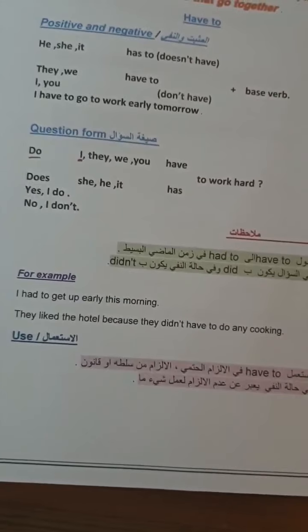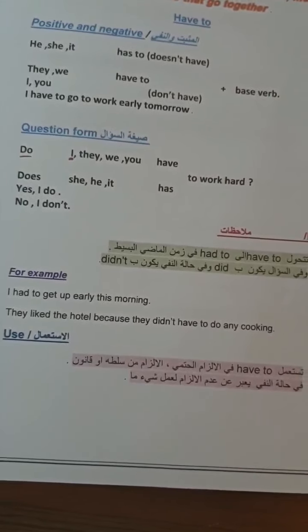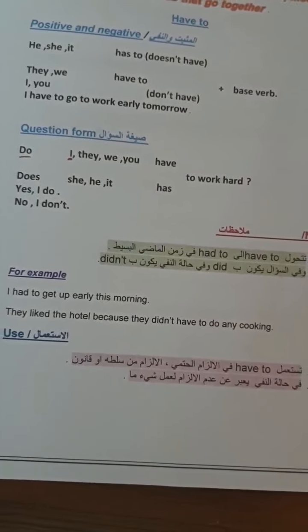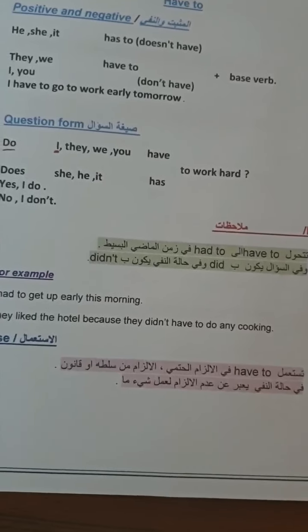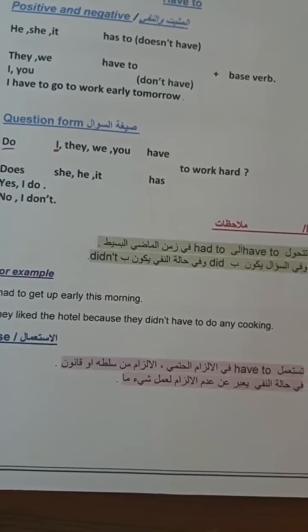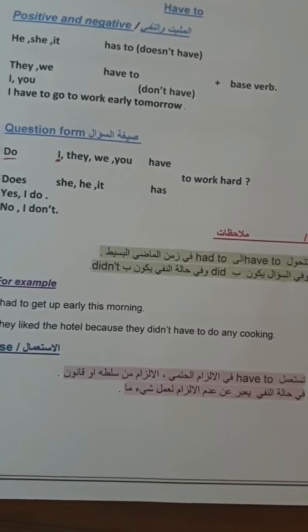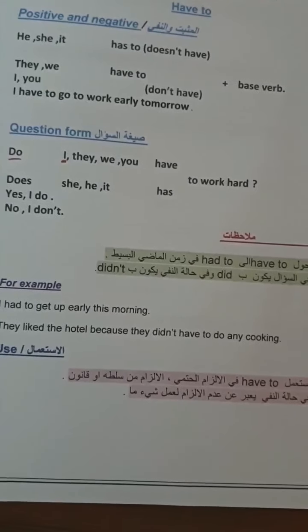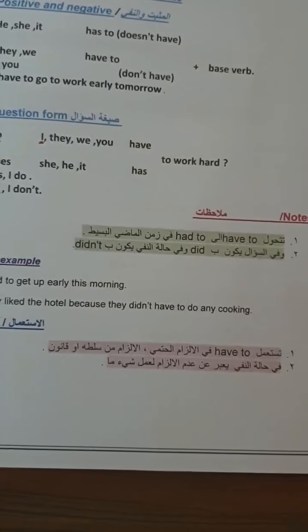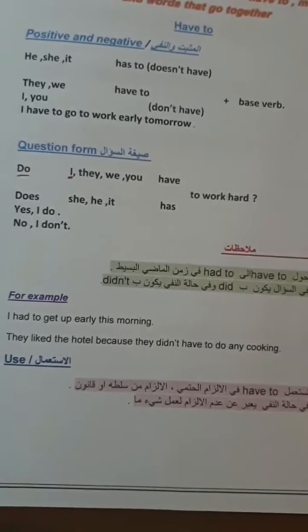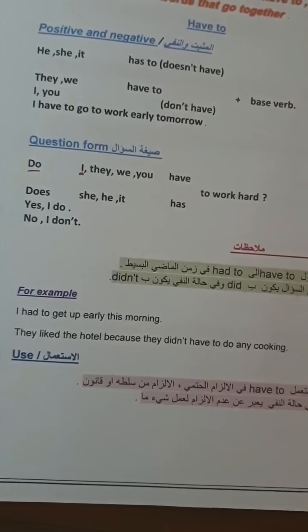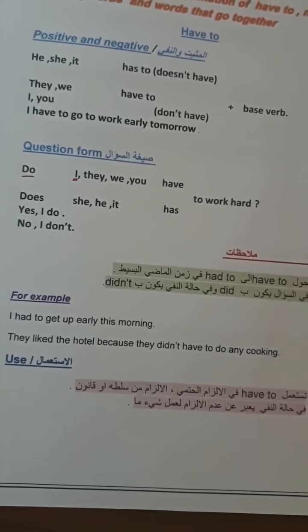Uses: we use have to for strong obligation which comes from rules or law. يعني استخدام ال have to الإلزام الحتمي المفروض علينا هو من قبل سلطة أو قانون. وفي حالة النفي يعبر عن عدم الإلزام. يعني إذا كانت الجملة منفية فهو ال strong obligation راح يكون ما موجود بهذه الحالة.